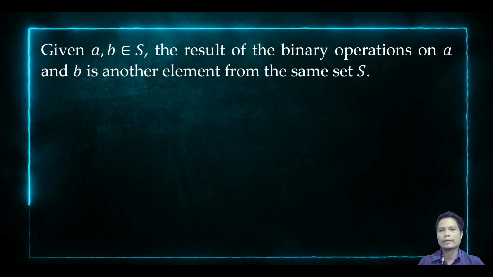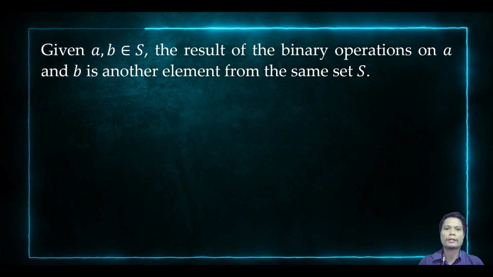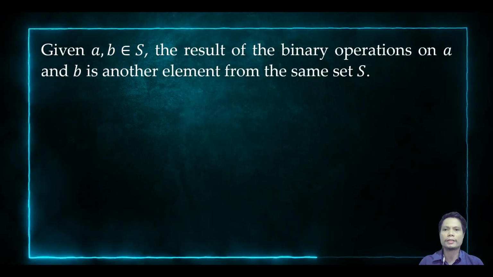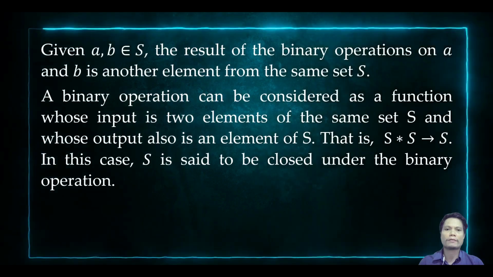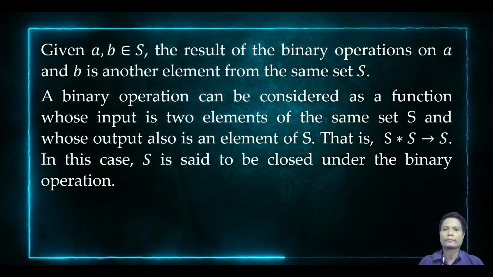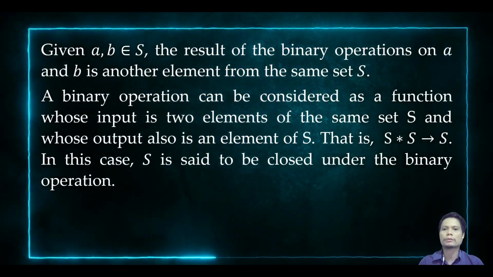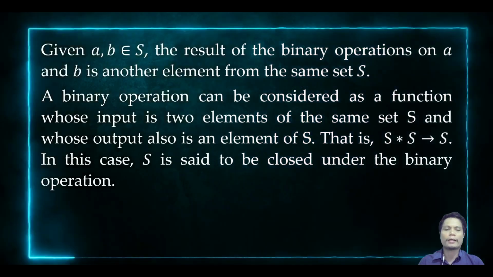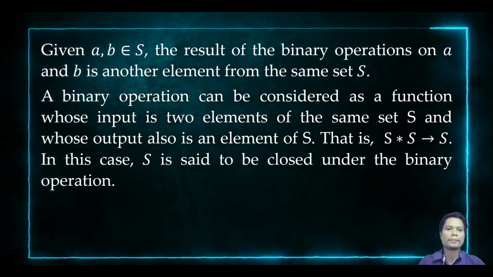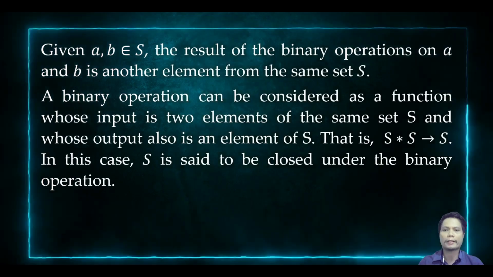Given a, b, elements of S, the result of the binary operation on a and b is another element from the same set S. A binary operation can be considered as a function whose input is two elements of the same set S and whose output also is an element of S. That is, S * S is mapped into S. In this case, S is said to be closed under the binary operation.